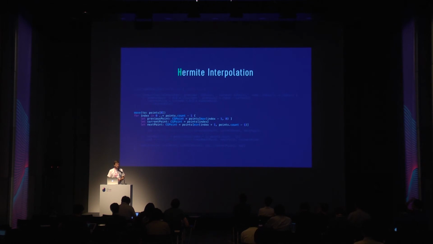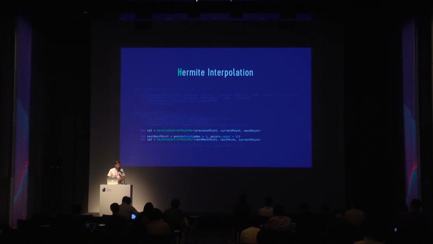So the rest is simple. Just run over all points, make sure you have a previous point, your current point, and the next point. Calculate the control point 1, and do the same for the second control point, but this time just in reverse order, starting with the next control point. And there we have our curve.